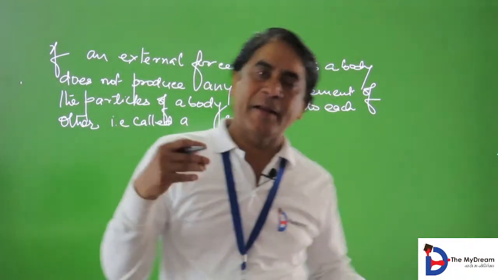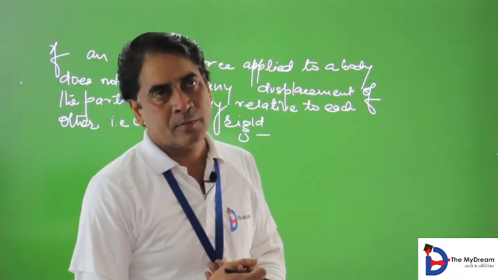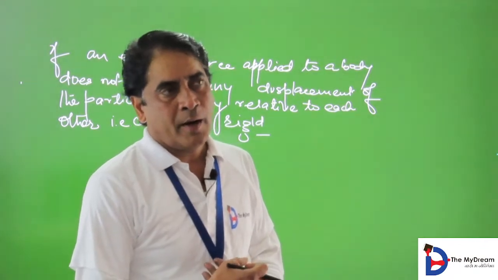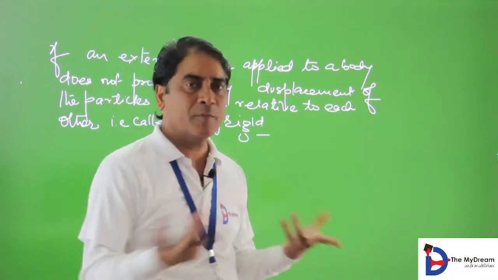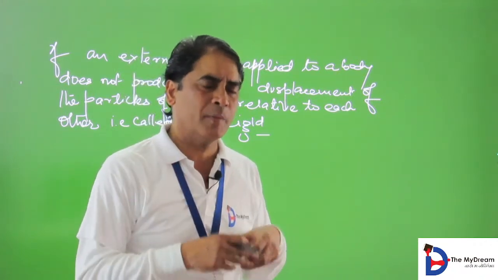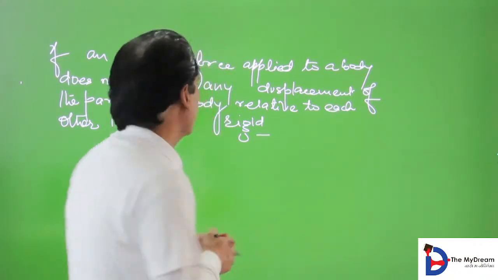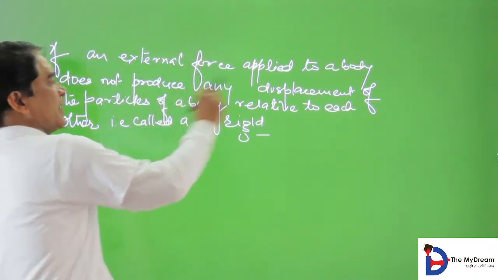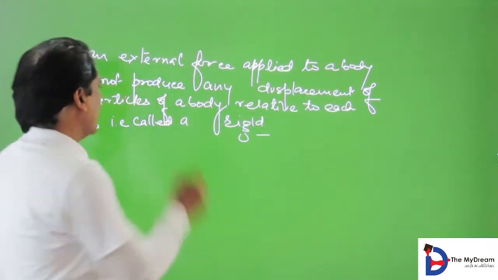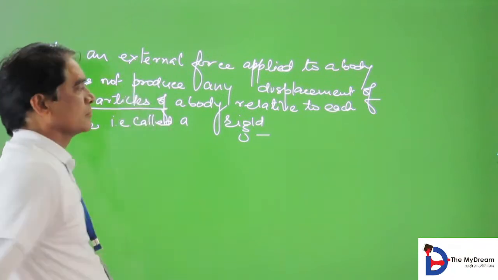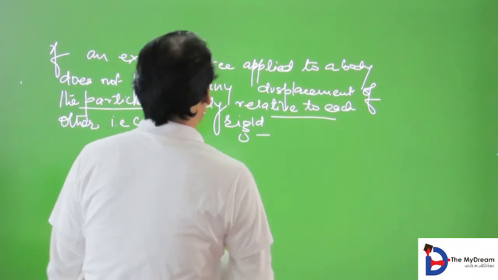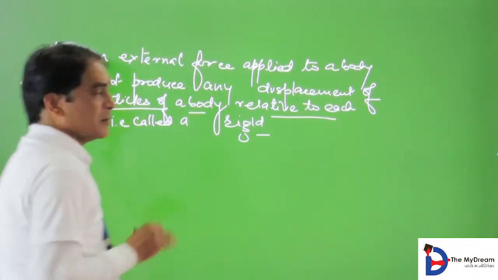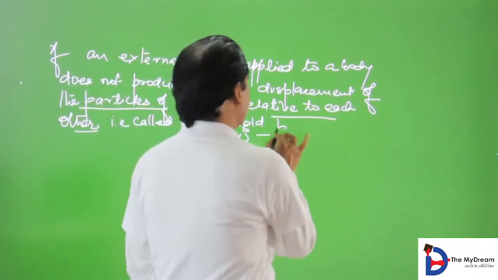Suppose you are applying an external force on an object that is made of so many particles, and it does not produce any displacement of the particles of a body relative to each other. That is called a rigid body.